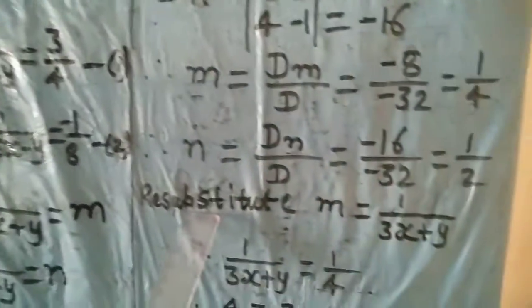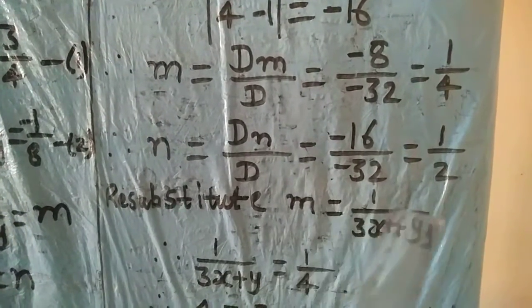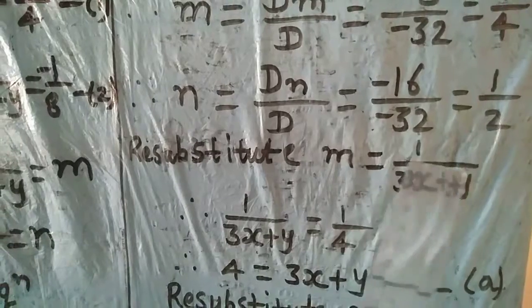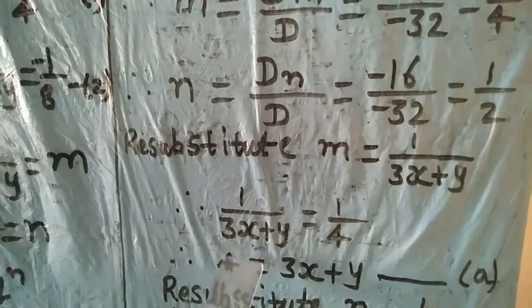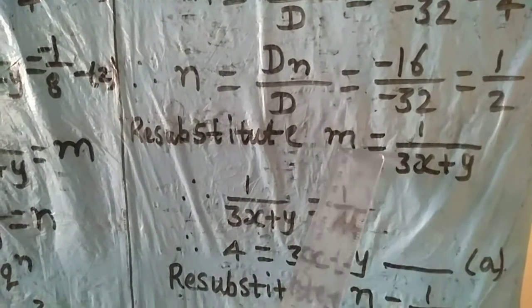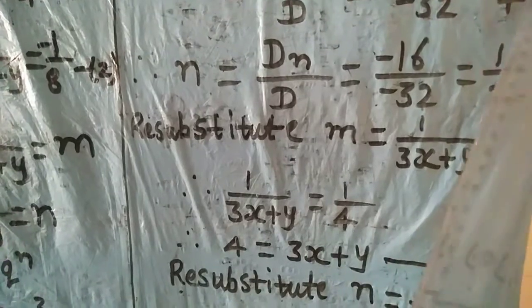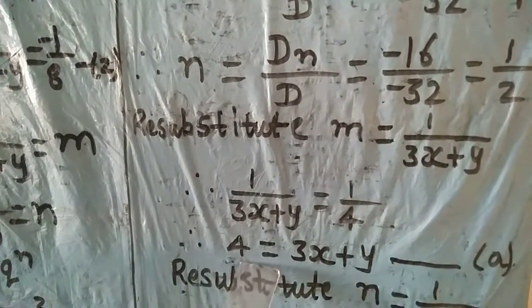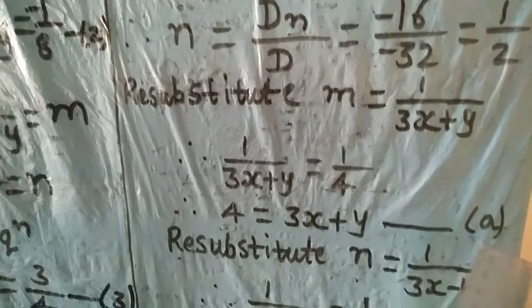So we substitute m as 1 upon 3x plus y. So it will be 1 upon 3x plus y is equal to the value of m, 1 upon 4. Solve it. After solving we get 4 is equal to 3x plus y. This is equation 2.